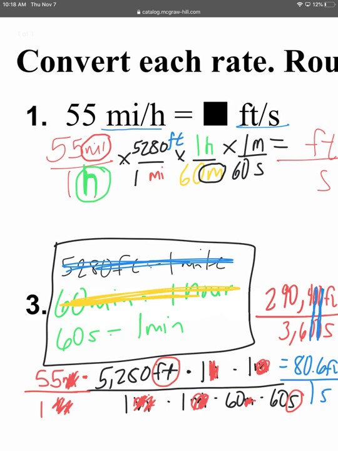Let's rewind everything and let's review what we did. So we started out by identifying where we're at. We were at miles per hour, and then we wanted to go to feet per second. We wrote it on the other side. Then we identified the things that we needed to know in order to make this conversion. We needed to know how many feet there were in a mile. So we wrote it down. We knew how many minutes in an hour. And then we also needed to know the seconds per minute.